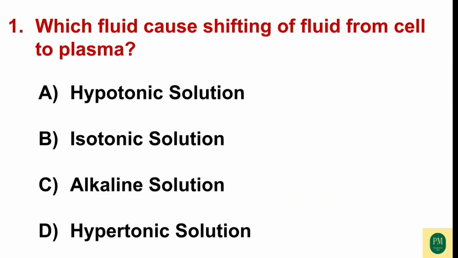Which fluid causes shifting of fluid from cell to plasma? Option A. Hypotonic solution. Option B. Isotonic solution. Option C. Alkaline solution. Option D. Hypertonic solution. The correct option is option D. Hypertonic solution.